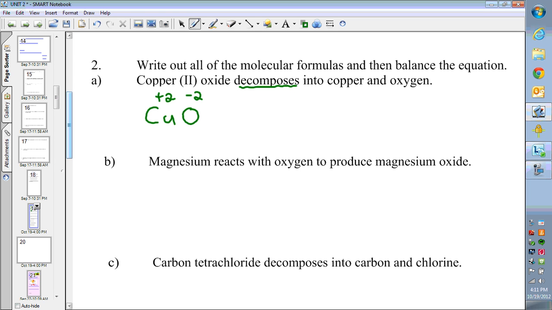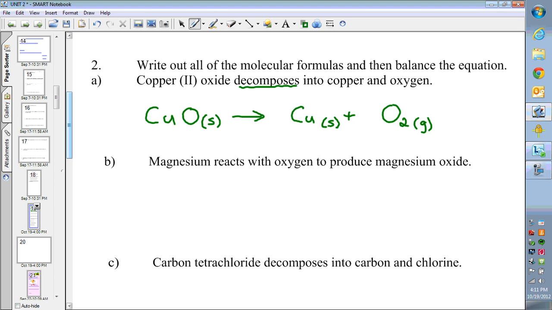Well, to form copper 2 oxide, I see a +2 and a -2. They cancel each other out. Copper 2 oxide sits just like that, Cu and O. Now, generally, ionic compounds are solids, so we'll call that a solid. It decomposes into copper. Copper is an element, which is a solid, and oxygen we'll label O2 because oxygen's a diatomic molecule, so you have to remember when you see oxygen to call it O2, and it is a gas. So there's my reaction written, but it's not balanced.